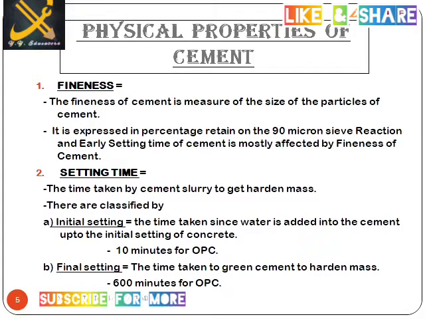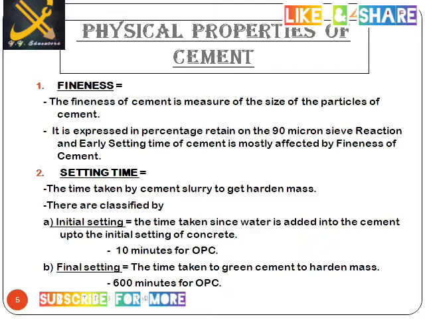Physical properties of the cement. Let's see, there are different physical properties of the cement. The first one is fineness. The fineness of cement is a measure of the size of particles of cement. It is expressed as the percentage retained on the 90 micron sieve. Reactions and early setting time of cement are mostly affected by the fineness of cement.